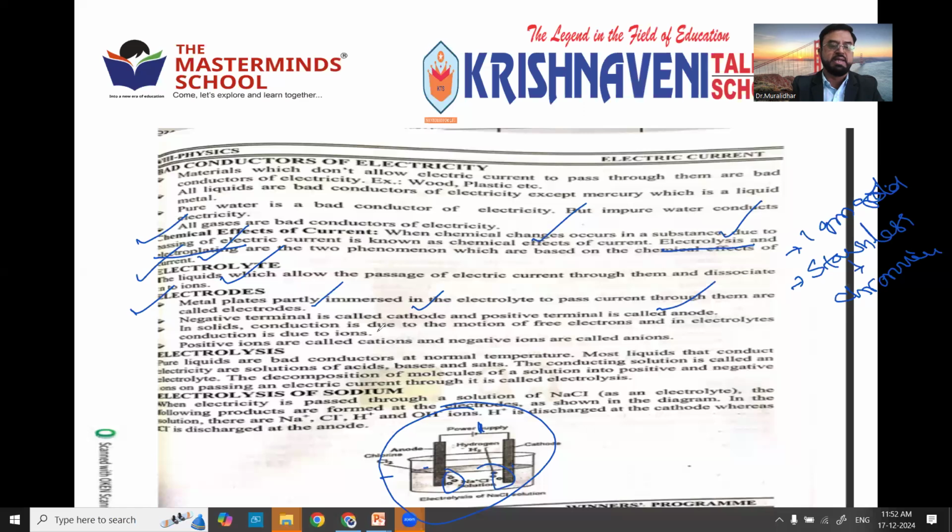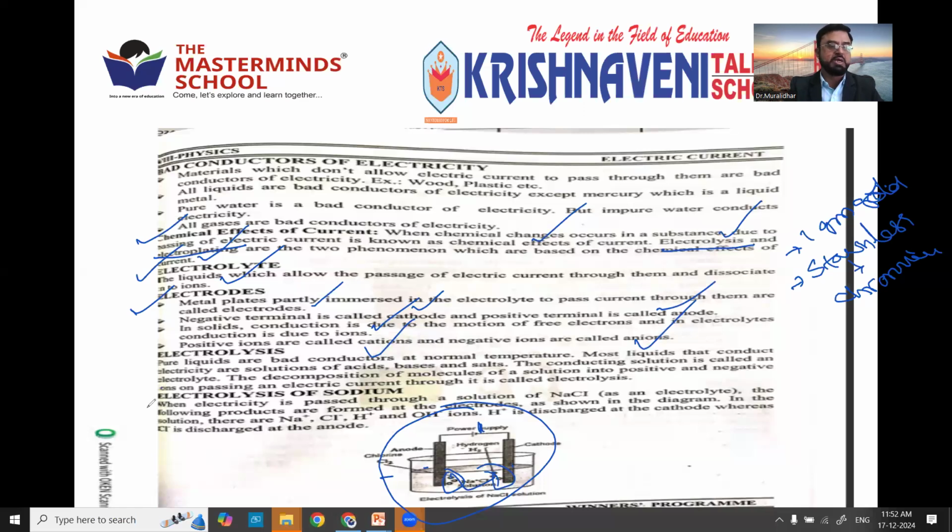In solid conductors, conduction is due to the motion of free electrons, and electrolyte conduction is due to ions. So in solids, the conduction is due to motion of electrons, but here it is ions. Ions move from one place to another and make the electricity conduct. Right? Positive ions are called cations, negative ions are called anions.